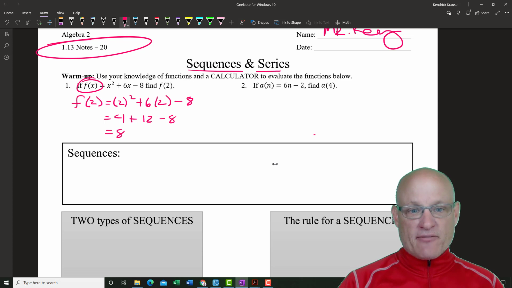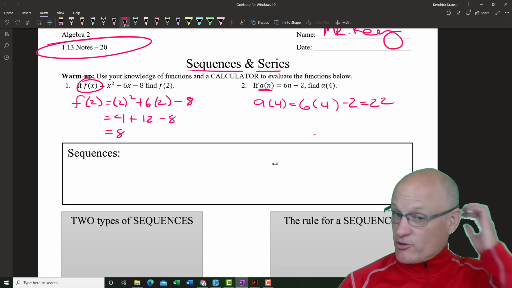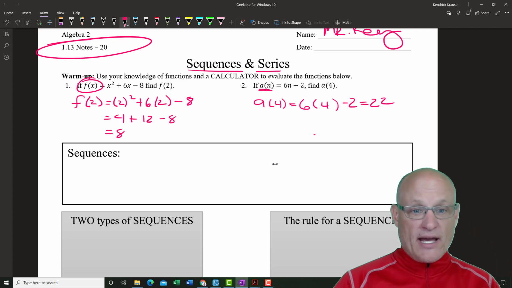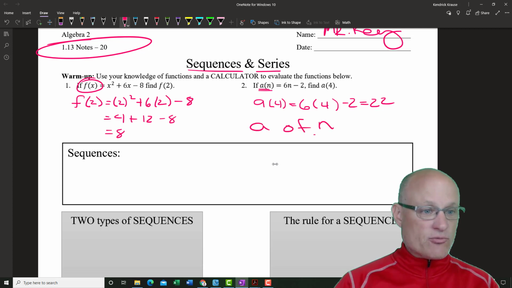I could call it a of n. So I would do a of 4, and I would do 6 times 4 minus 2, and that would be 24 minus 2, which would be 22. And I can do it that way too. I'm not going to bother checking that one. Now, this is read a of n. This is read f of x.